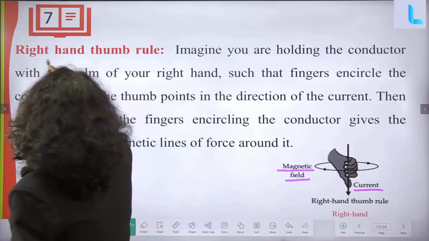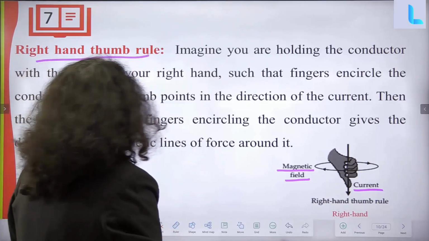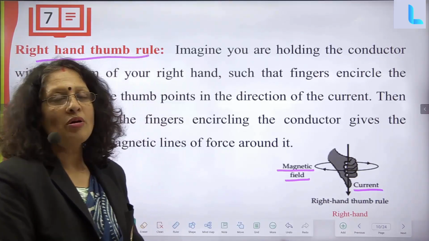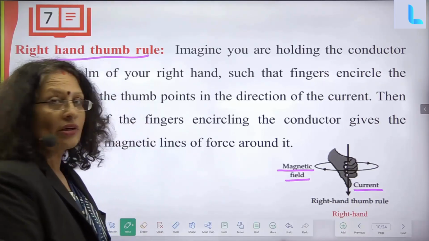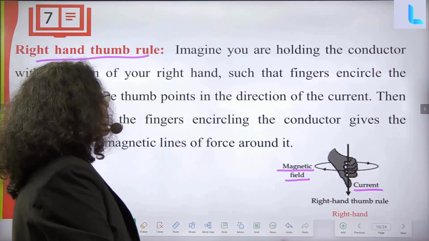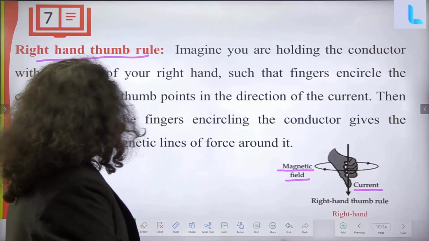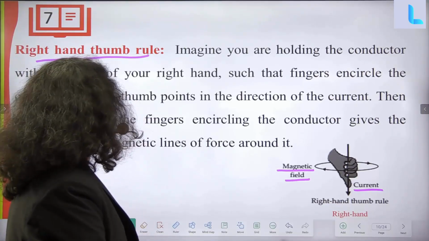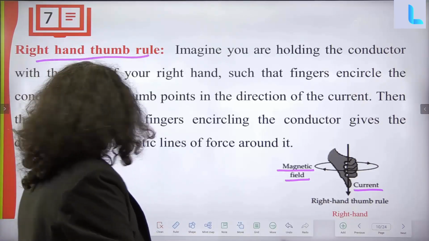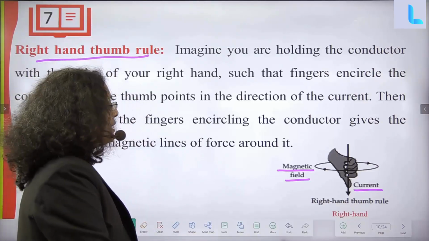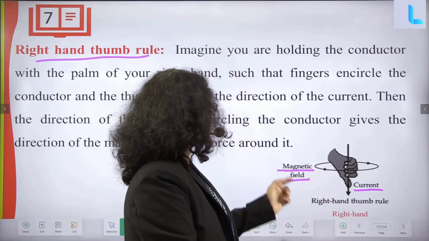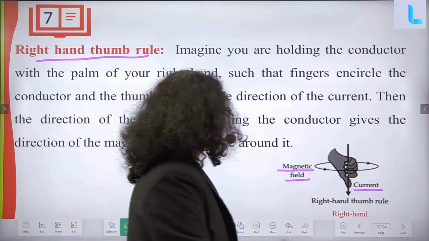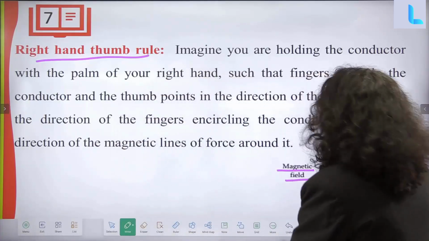According to the right hand thumb rule, imagine you are holding a conductor with the palm of your right hand such that the fingers encircle the conductor and the thumb points in the direction of the current. Then the direction of the fingers encircling the conductor gives the direction of the magnetic lines. So your fingers give the direction of the magnetic field and the thumb gives the direction of the current.